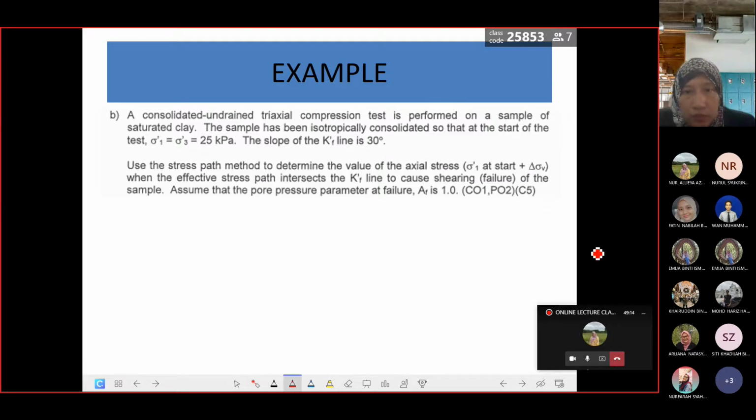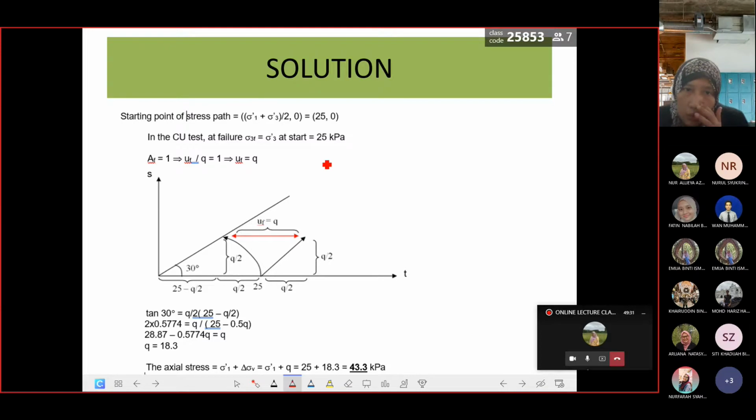Delta effective V in terms of the effective stress path, and it intersects the KF line to cause the shearing failure of the sample. Assume the pore pressure parameter at failure is 1. Okay, this is one example of a final exam question. How to answer this one? The first thing, you need to get the coordinates of the sample. From the stress path information, the coordinate can be found like this.